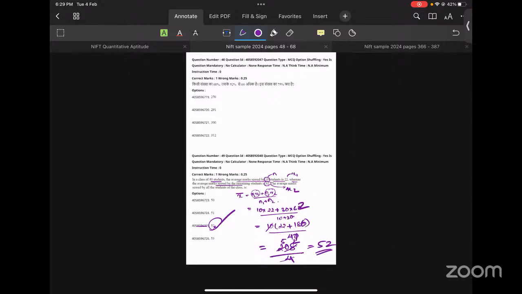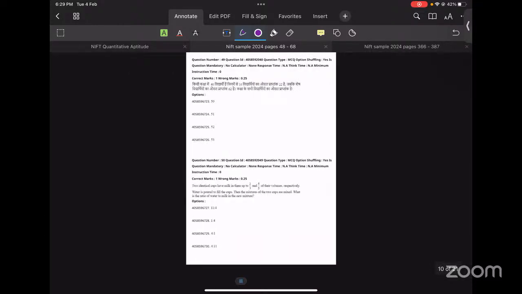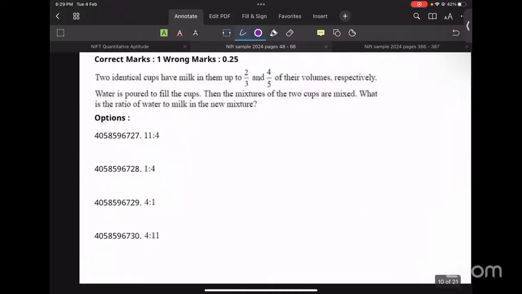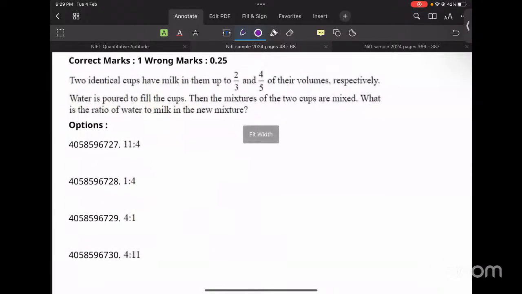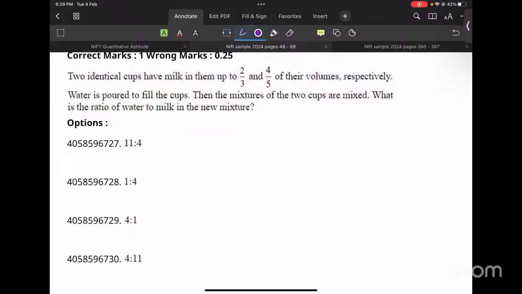Now we will be looking at another question. Two identical cups have milk in them up to 2/3 and 4/5 of their volumes, respectively. What is poured to fill the cups is water. Then the mixtures of the two cups are mixed. What is the ratio of water to milk in the new mixture?